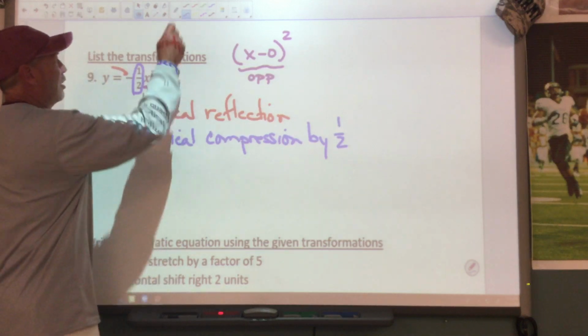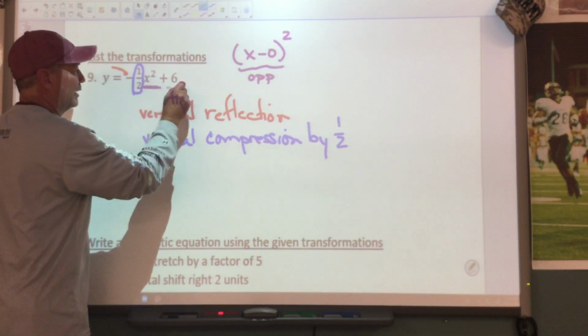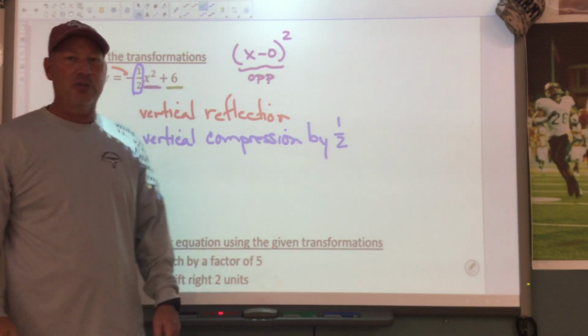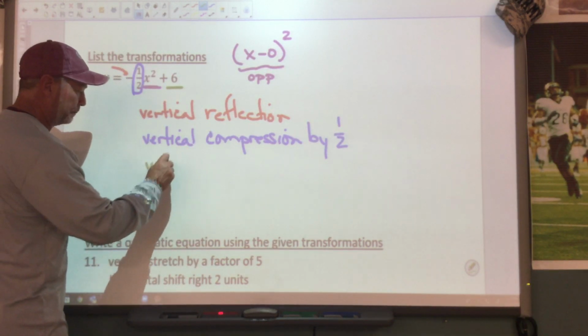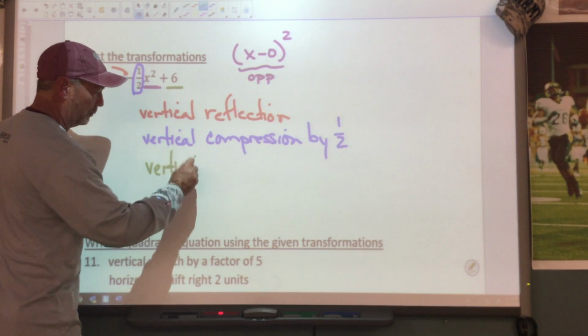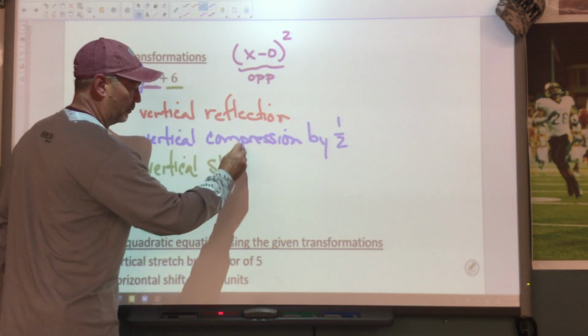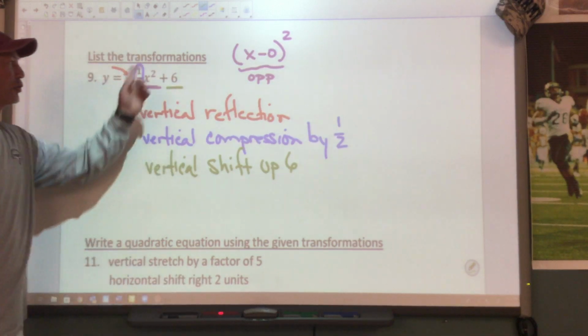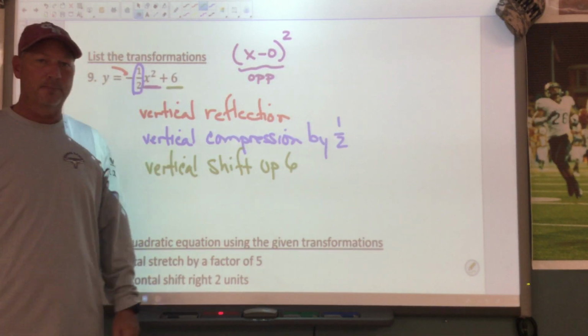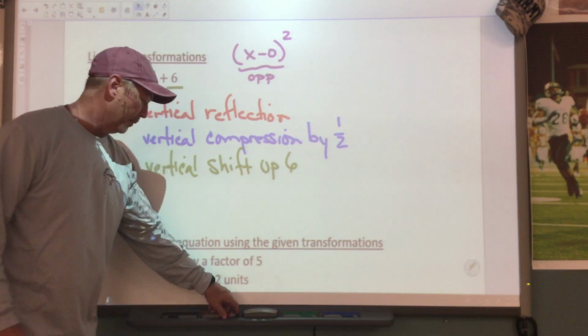But what we will talk about and what we will list is my k value at the back end. This will give me a vertical shift up 6. Those are your transformations for that problem. Okay? Let's try another one.